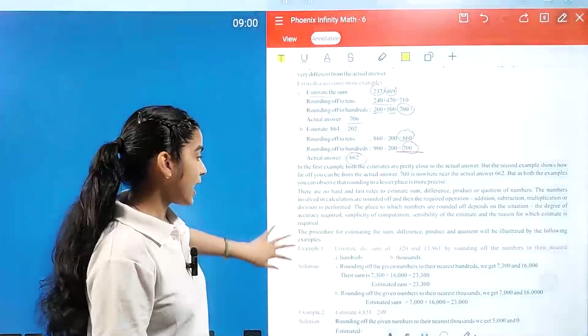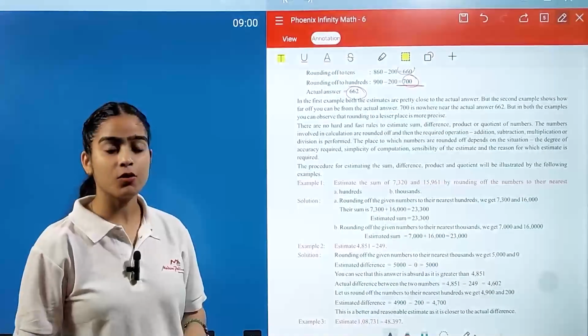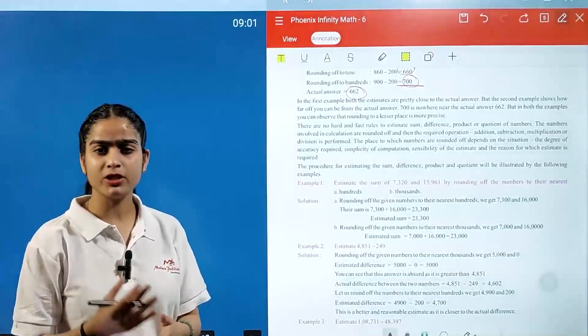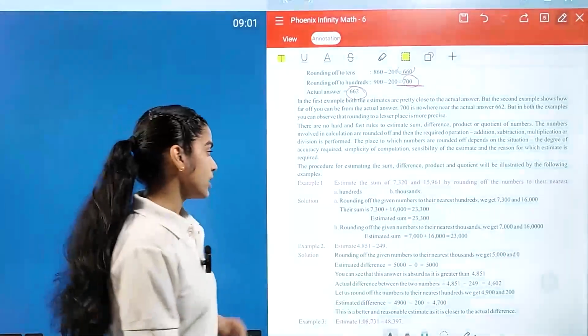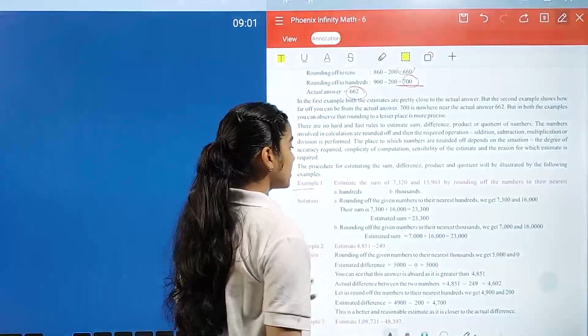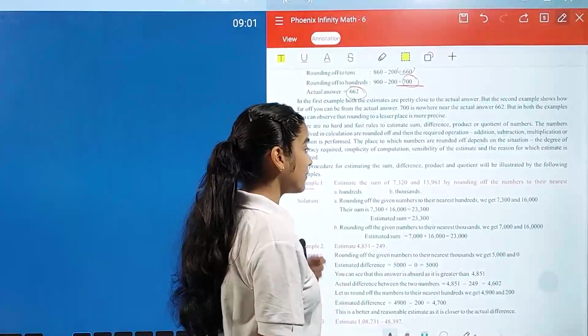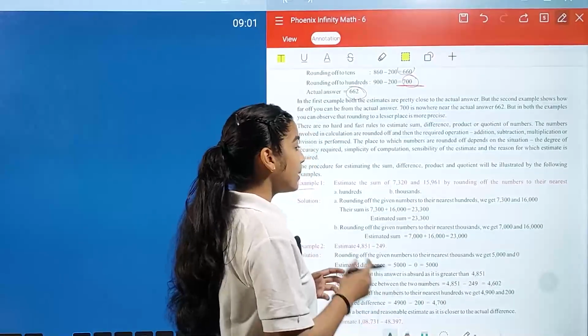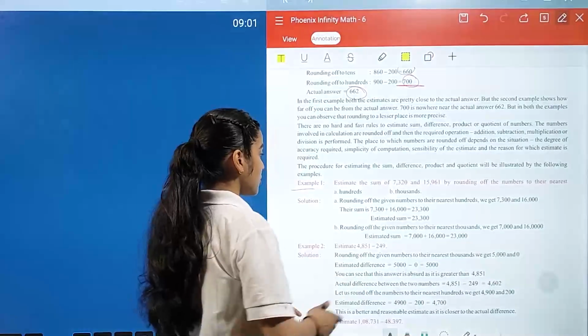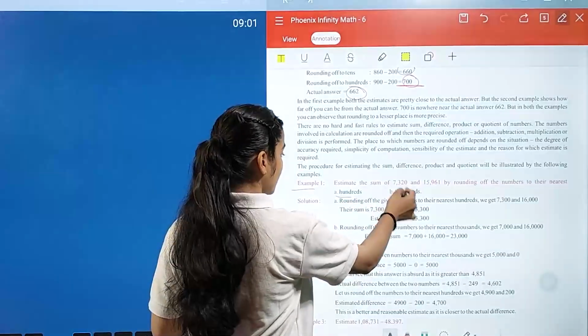The second thing we have, after estimation, is that we have to apply our operations like subtraction, addition, multiplication or division. Now we have example number 1. Estimate the sum of 7,320 and 15,961 by rounding off the numbers to their nearest hundreds and thousands.